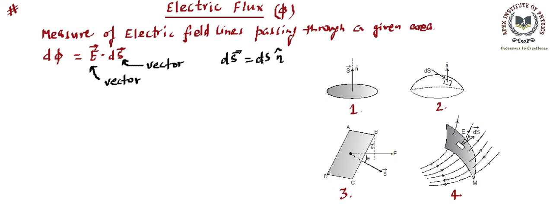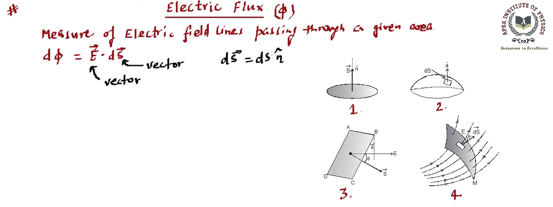Now ds is going to be the magnitude of that area. Depending upon the element, we will consider that area element. And the direction is important here. We give a direction to that area to make it a vector, and the direction that we give is perpendicular to that area.